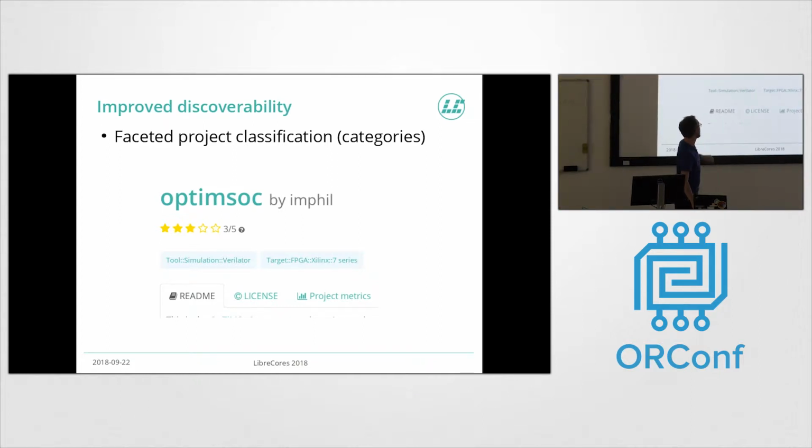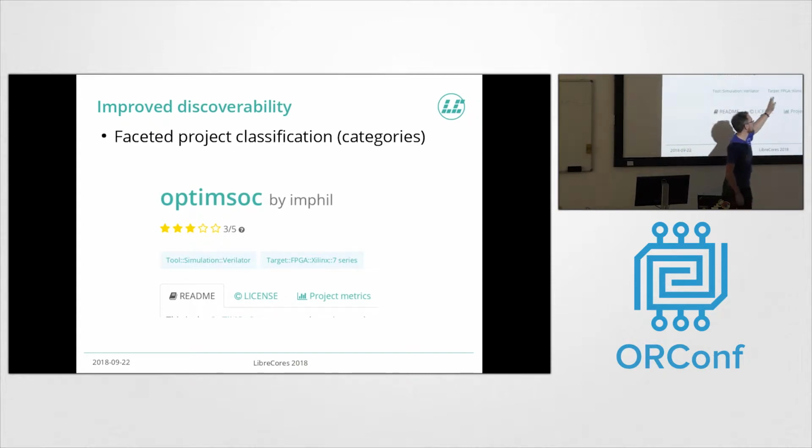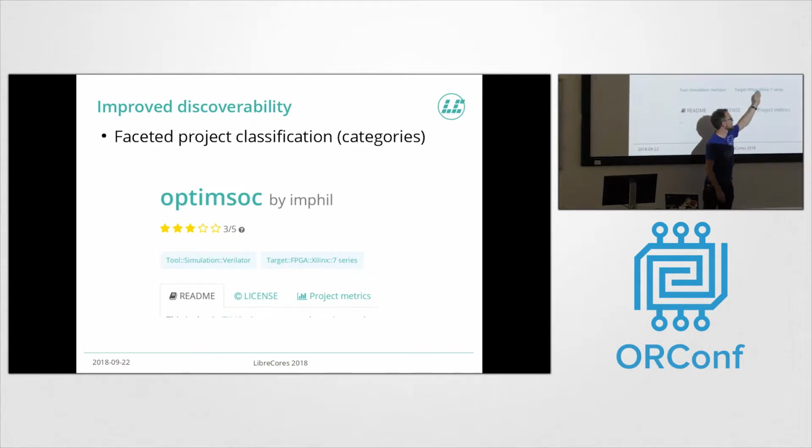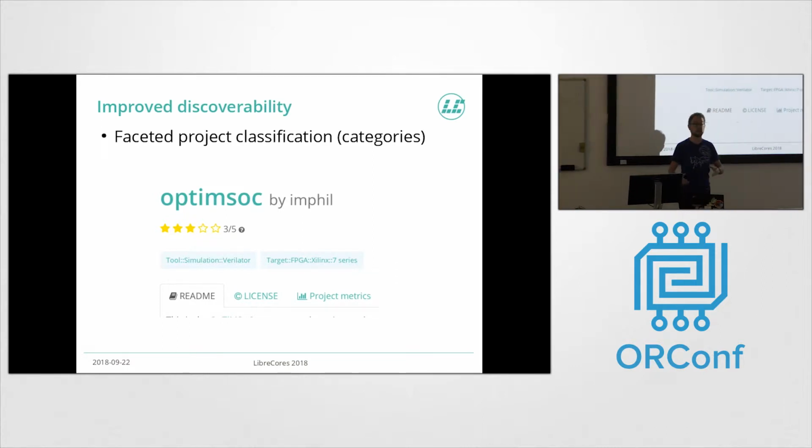So if you want to have a core or a piece of a library that works in simulation, you just search for those 2 parts. Or you have a library that works on all Xilinx devices, you can go for that, and then, or you can go even more specific.